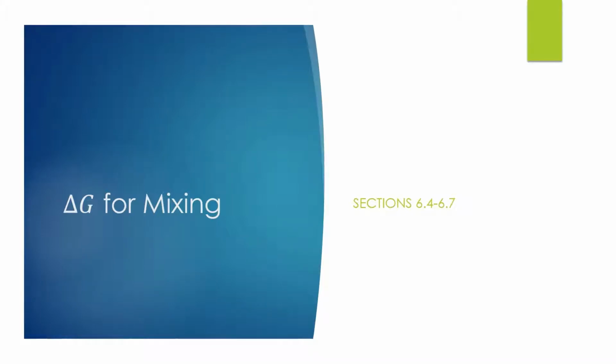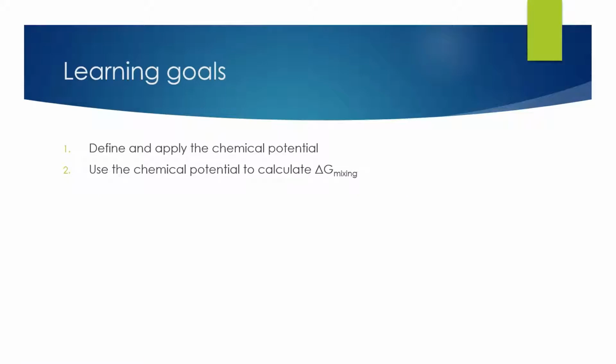Welcome back, students. In the last lecture, we derived expressions for the Gibbs free energy and the Helmholtz free energy, and we determined the spontaneity condition that the change in Gibbs free energy is negative for spontaneous processes. Today, we're going to apply delta G to a simple process, that is the mixing of substances, namely ideal gases. The goals for today are going to be to define and apply the chemical potential.